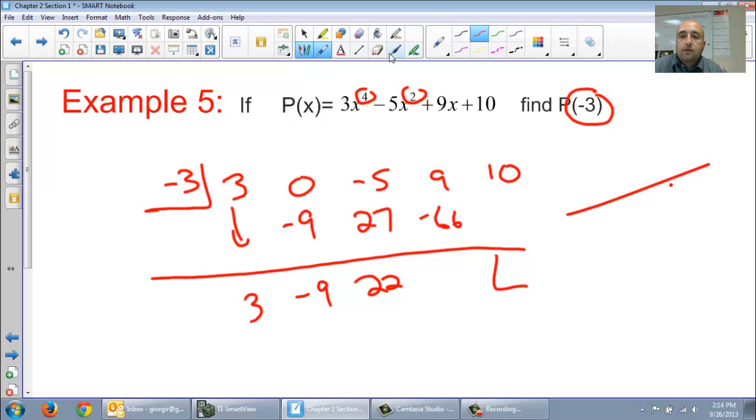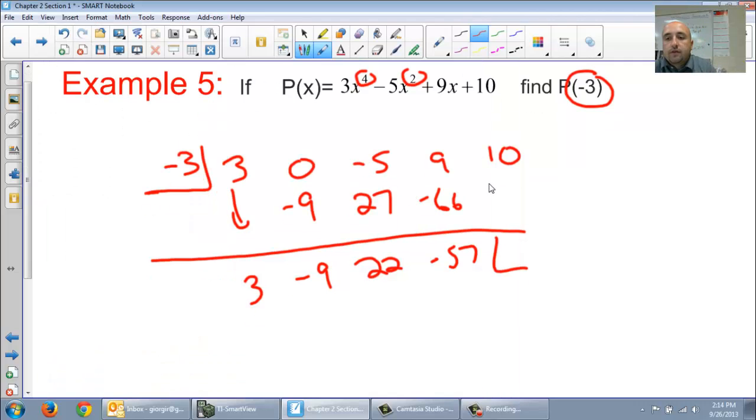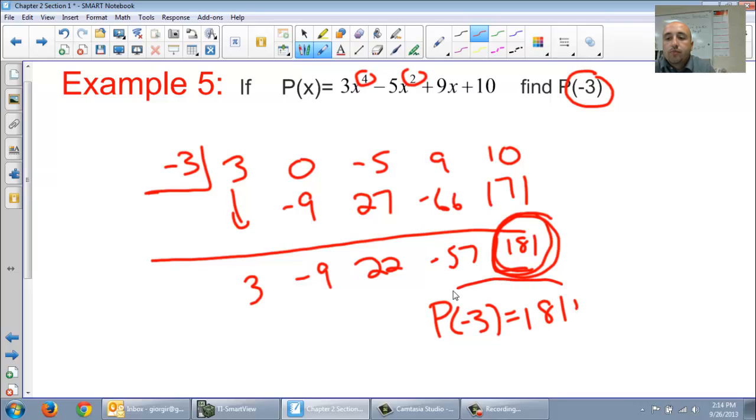Negative 57 goes here. Then we have negative 57 times negative 3, which is equal to 171. So that goes here. 10 plus 171 is 181. So here is our answer. The answer is in the box. So P of negative 3 is equal to 181. That's what your answer should look like. Okay, so P of negative 3 equals 181.